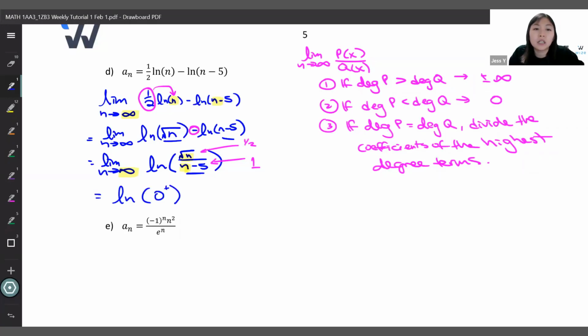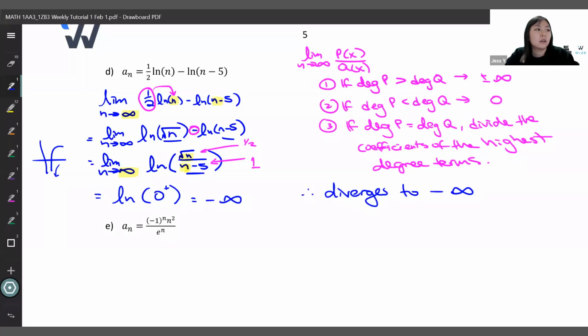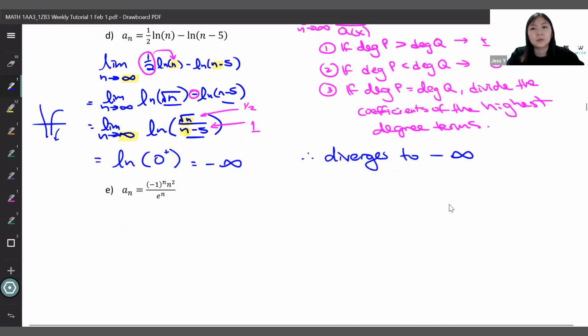When n goes to positive infinity, I'm going to get a positive number inside that bracket. And ln of 0 from the right, if you look at the ln graph, as I'm getting closer and closer to 0 from the right, it goes down to negative infinity. So this limit is negative infinity, meaning that this sequence diverges to negative infinity. Okay. So it doesn't converge. It doesn't go to a single number. It diverges to negative infinity. So they're testing you on your limits as much as they're testing you on your knowledge of sequences. So let's take a look at part E.